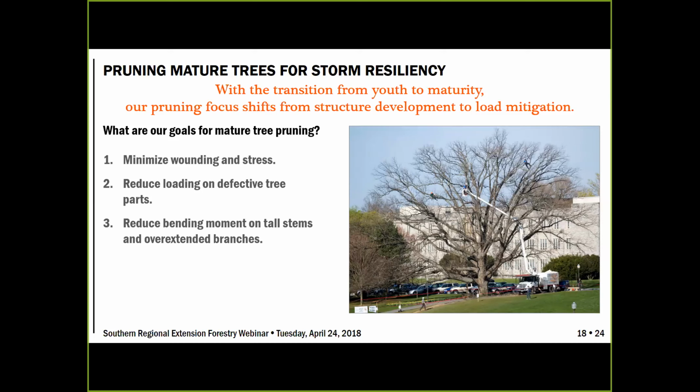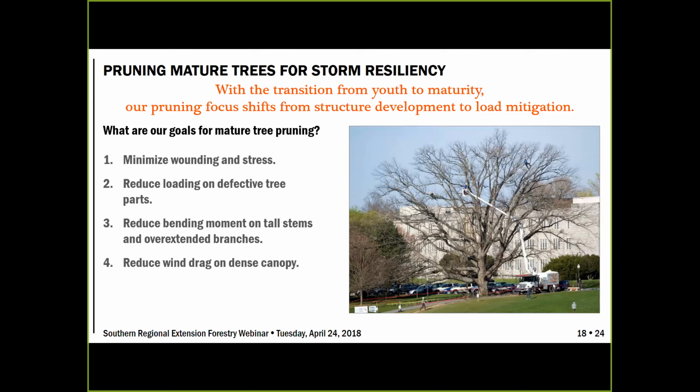fulcrum. What we are trying to do with reduction pruning to reduce the bending moment is to shorten that lever arm and thereby reduce the amount of force that is experienced at the fulcrum, either being the branch attachment, the lower stem, or at the root collar where the buttress roots are located.